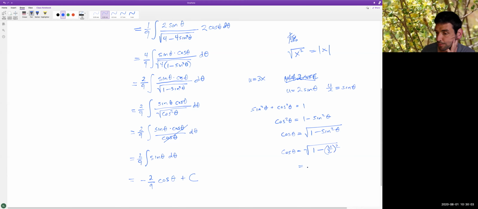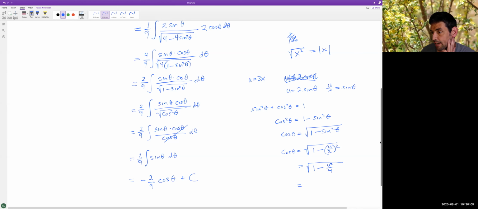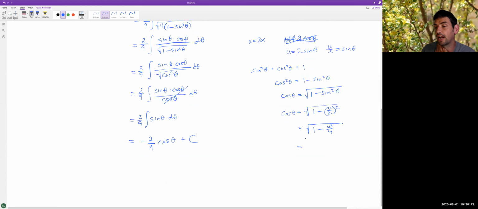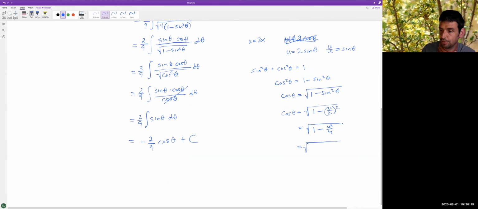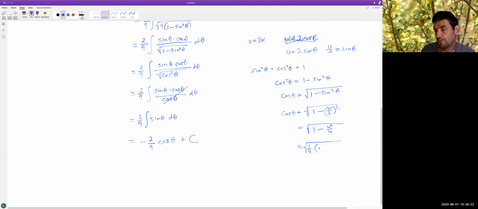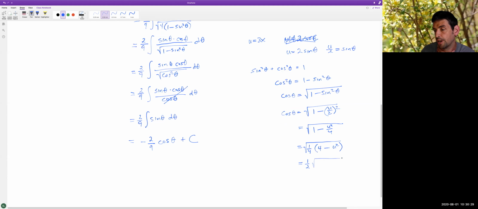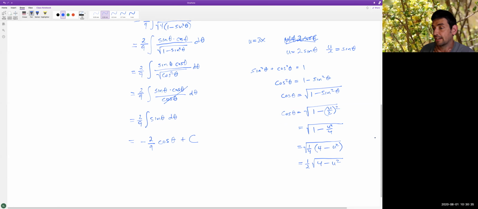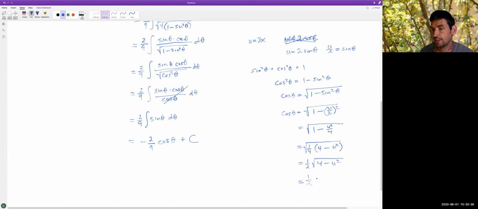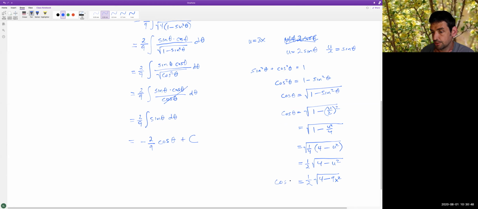Let's clean this up a little bit. I'm going to write this as the square root of 1 minus u squared over 4, and then I'm going to factor out a 1/4. This is not strictly necessary, but I'll show you why I'm doing it in just a moment. If I factor out a 1/4, the 1/4 can come outside the square root as a 1/2, and I've got 4 minus u squared. And now finally, I'm going to use the u equals 3x substitution and write u in terms of x. So this is 4 minus 3x quantity squared, or 9x squared. Remember, this is all equal to cosine of theta.